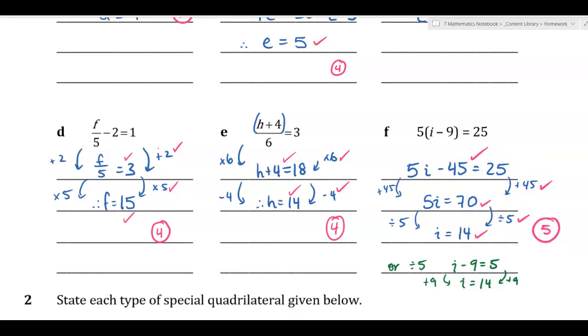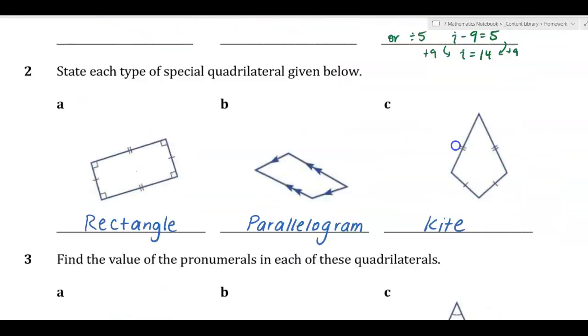Option 2 is to divide both sides by 5 first, and you get I minus 9 equals 5, and you add 9 to both sides. Which, Liam, I'm guessing that's the option you took. You do need to add 45, because 5 times 9 is negative 45, and then you add that to the other side. Okay, are we all good with that? I'll give you a total in a sec.